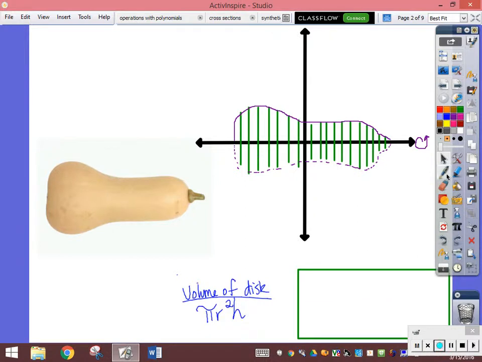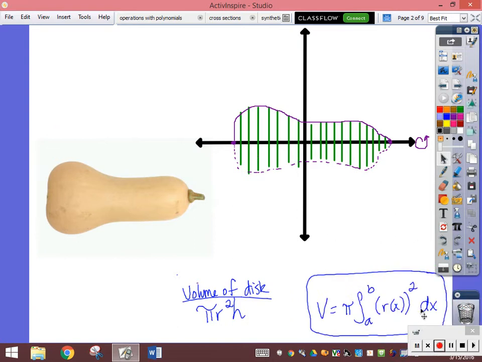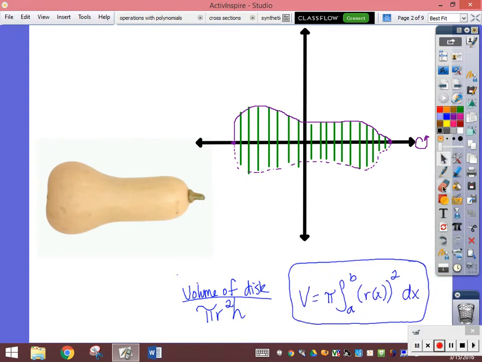And so let's say we have this point here as our starting point of our squash, and this point here is our ending point. Then we would integrate from those 2 points the volume formula of a disk. And so our resulting integral would be volume equals pi times the integral from b to a. So we could label this as a, and that's a really rough looking a, sorry.